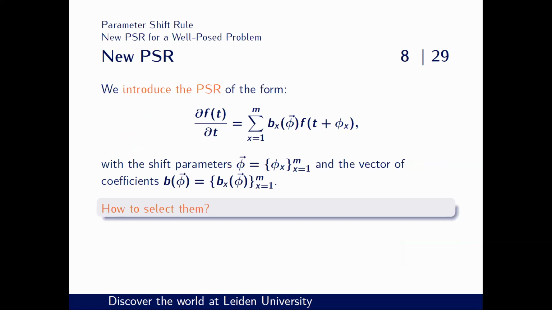So we introduced the following parameter shift rule. It's a very simple idea: we want to find the vector B such that this will be true. This vector of solutions depends on the choice of your shift parameters. So the question is how to select shift parameters, how to solve this equation.